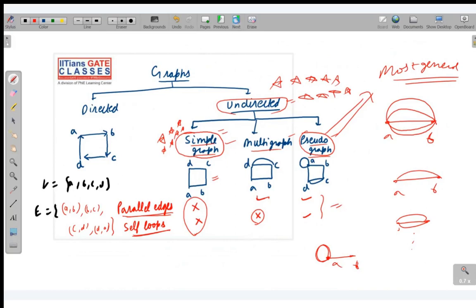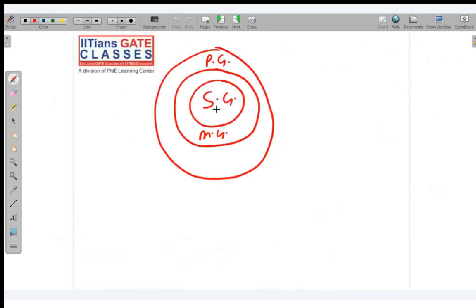Okay, so we can think like this: simple graph, and above it we will have multigraph, and above it we will have pseudograph. So every simple graph is a multigraph. Every multigraph is a pseudograph. So from these I can say every simple graph is a pseudograph. But vice versa is not true, because see, this is a graph which is a pseudograph, but it is neither a multigraph nor a simple graph.